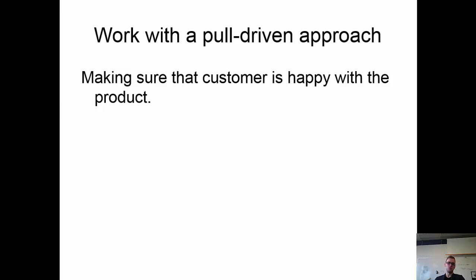Well, working with a pull-driven approach is basically making sure that the customer is happy with the product, that the customer doesn't have any complaints. It's not basically focusing on creating the product and distributing, but focusing on knowing that the customer likes it, that he doesn't send the product back. Focusing that the customer is happy with what he bought. If he wants the cheapest and he gets the cheapest product, he doesn't complain if the quality is bad.